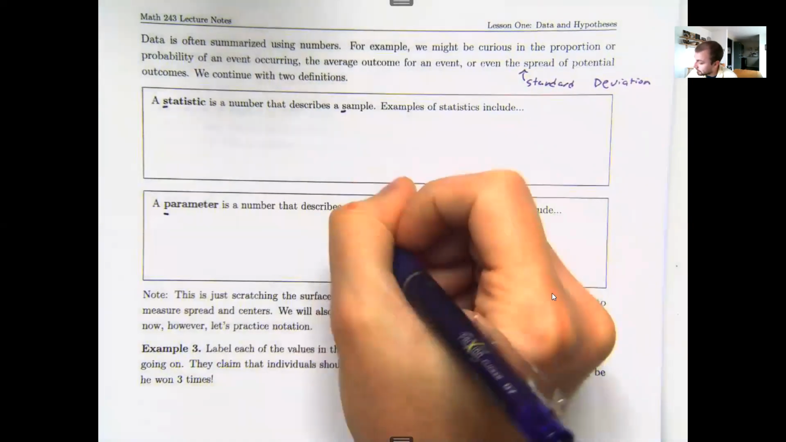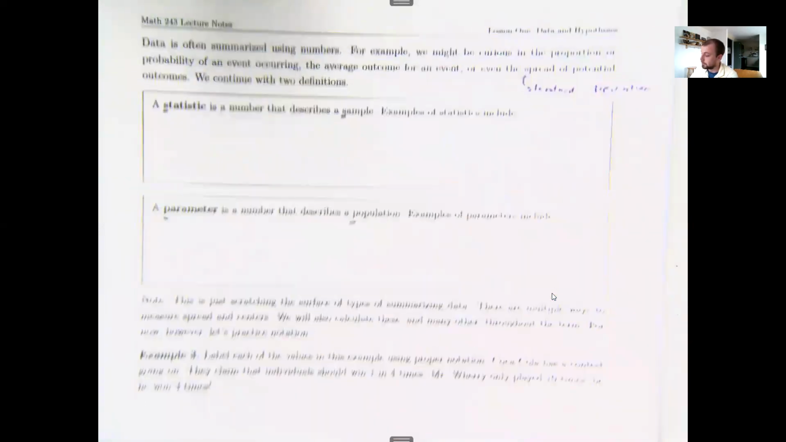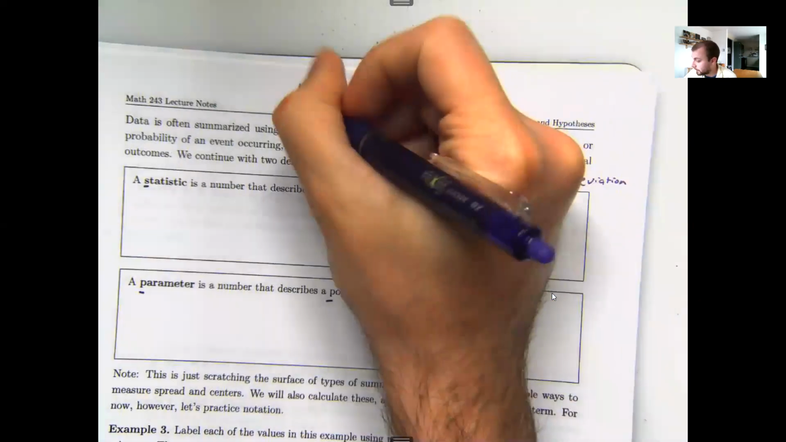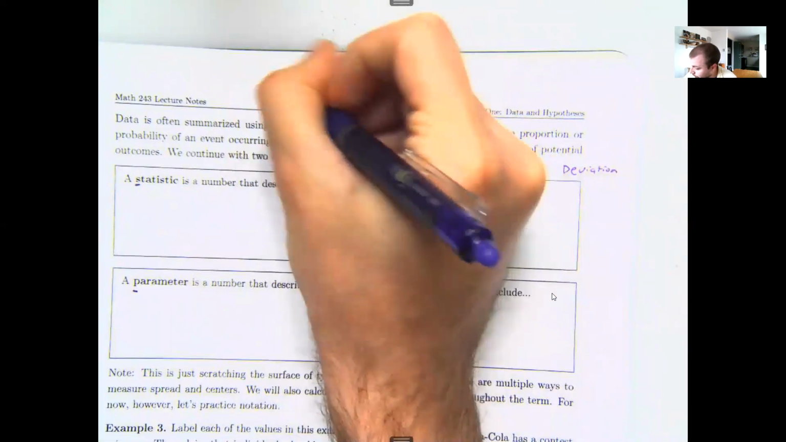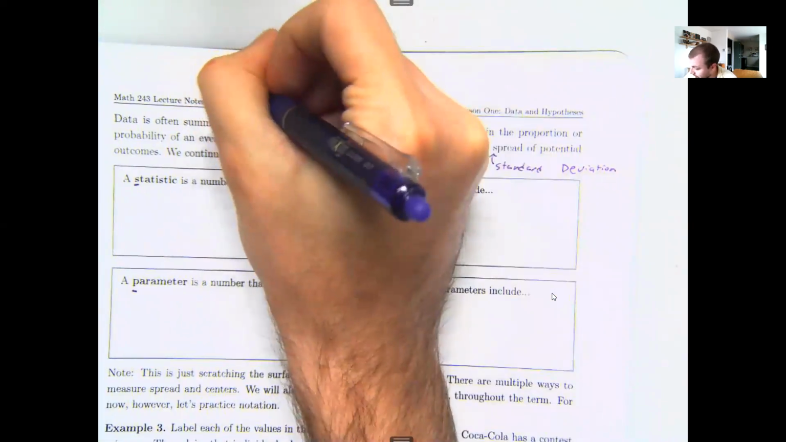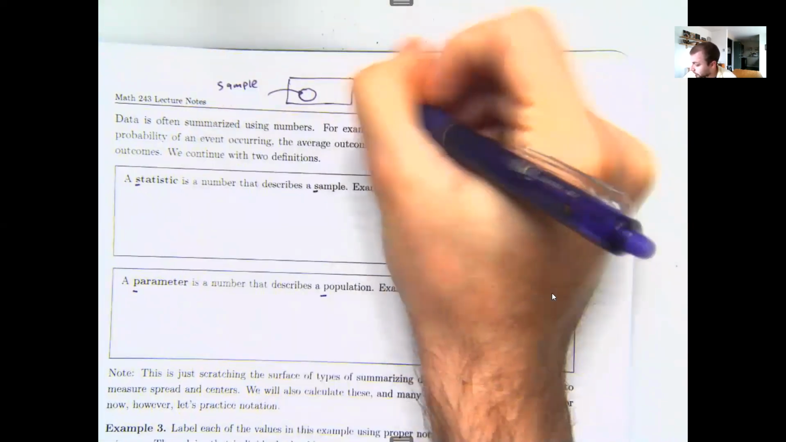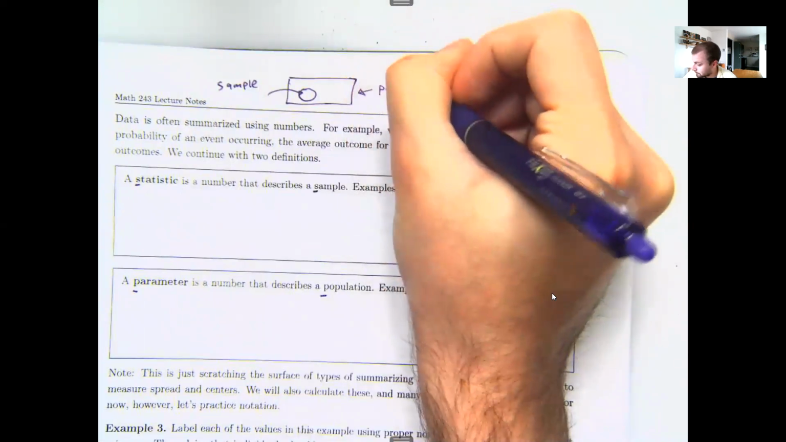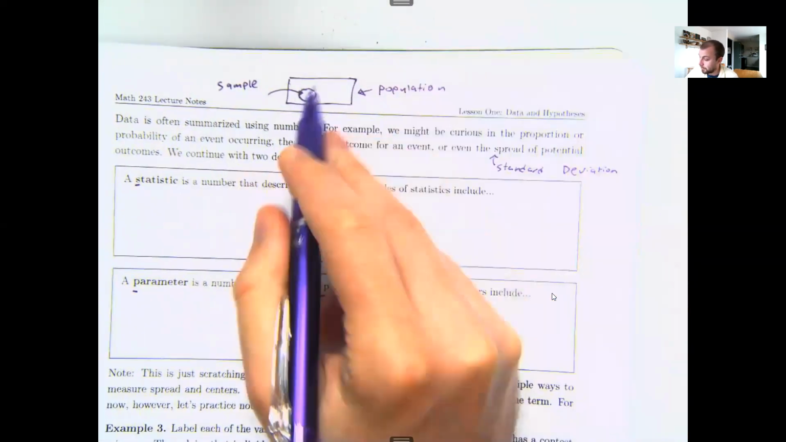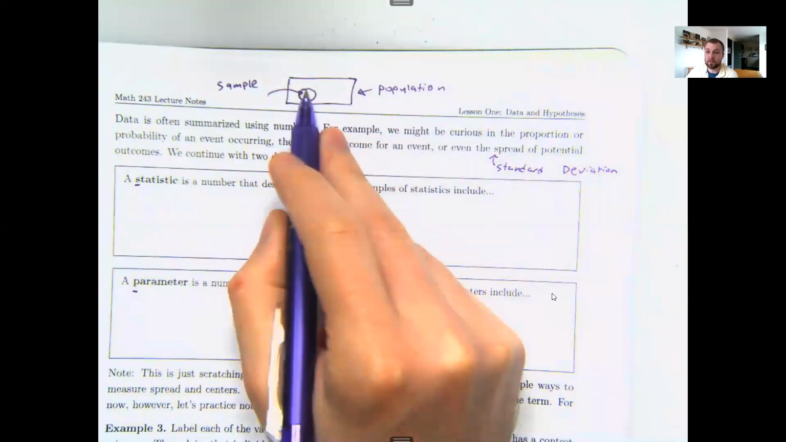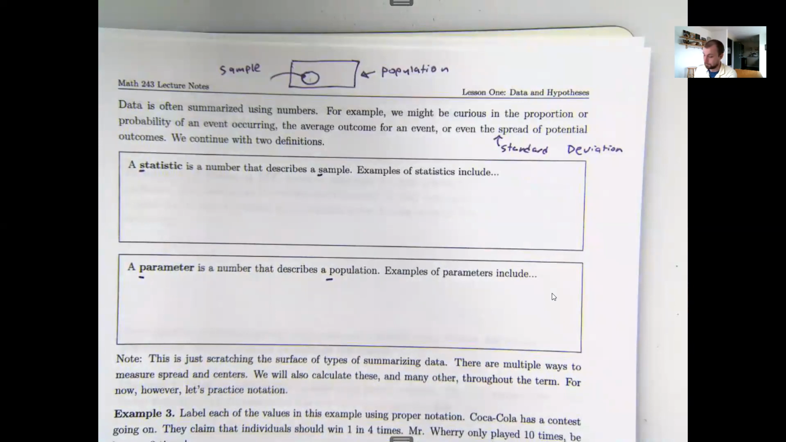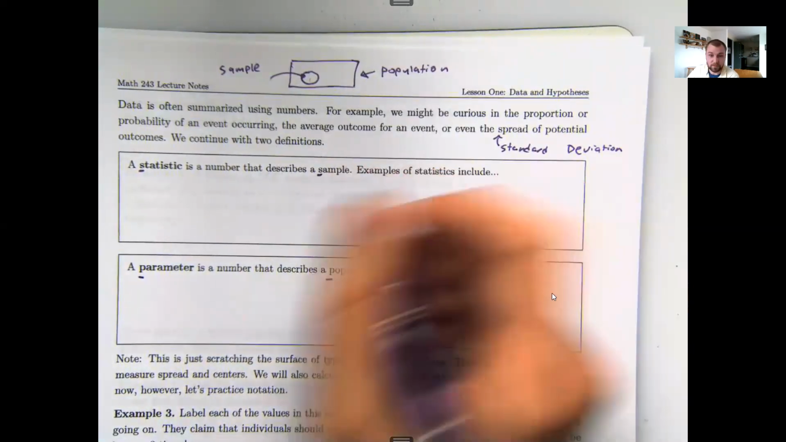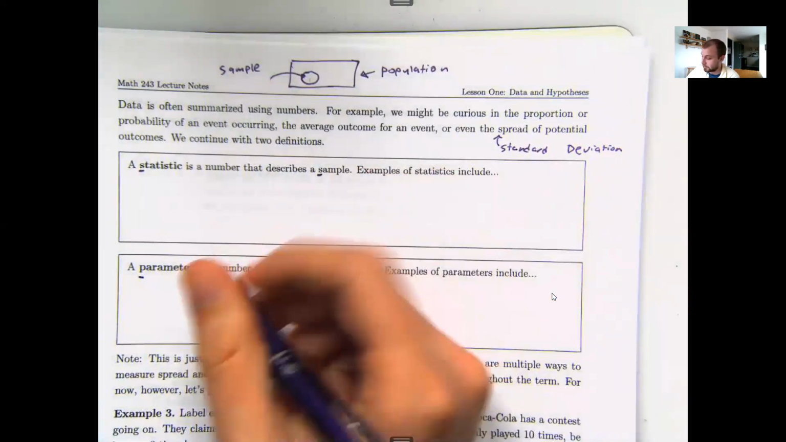A parameter is a number that describes a population. So in my head, what I'm kind of visualizing here, I'm thinking of this box as representing a large population. A sample is a group that sits inside of a larger population. And if I know enough information about this small little circle, I might be able to figure something about that box in its totality. Here are some examples of statistics, numbers describing a sample.